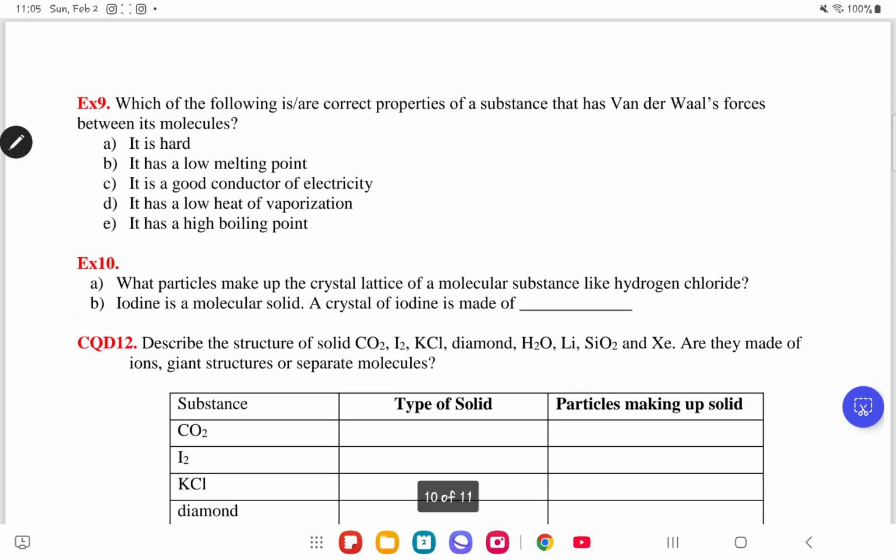Moving on to exercise number 9, they said which of the following are the properties of a substance of van der Waals force? We know van der Waals forces are very weak, so it's not hard, it's soft. It does have a low melting point. It's a weak conductor of electricity. It has a low heat of vaporization, which means a low boiling point, and yeah, that's pretty much it.